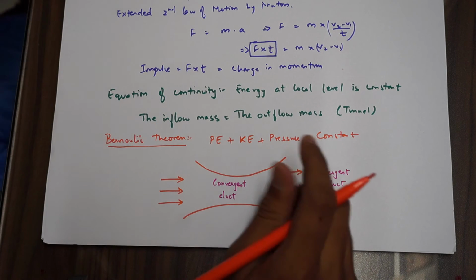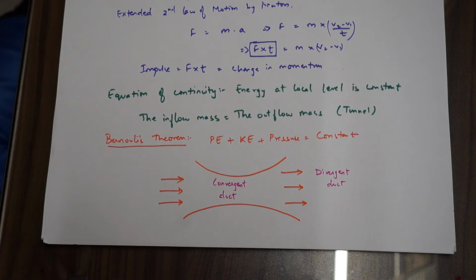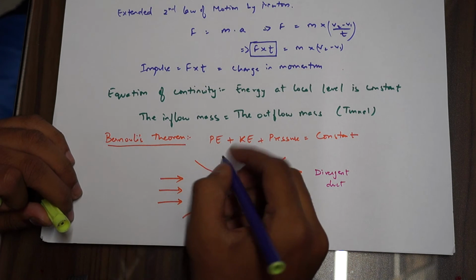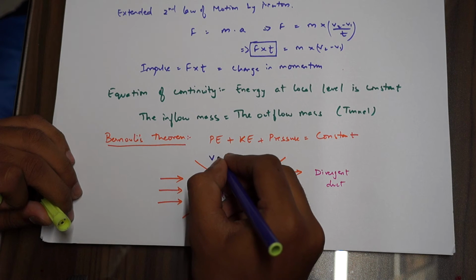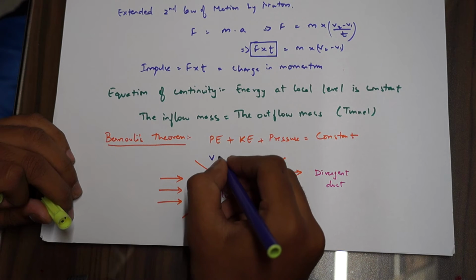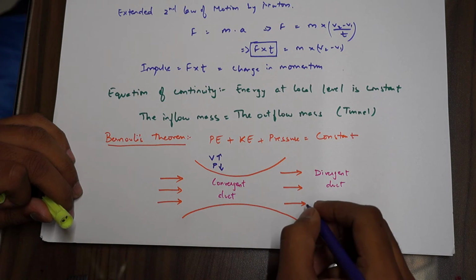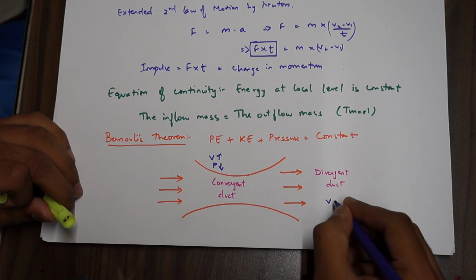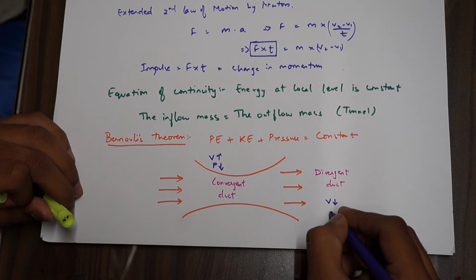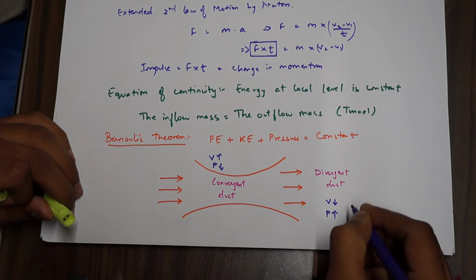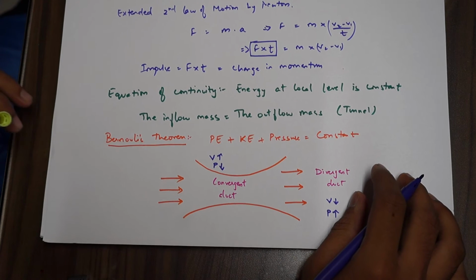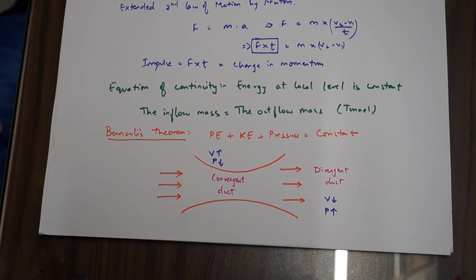So in the convergent duct, the volume will increase, the pressure will decrease, and in the divergent duct volume will decrease, pressure will increase. So this is basically Bernoulli's theorem that is applied into the aerofoil of an aircraft, which I'll be explaining later.